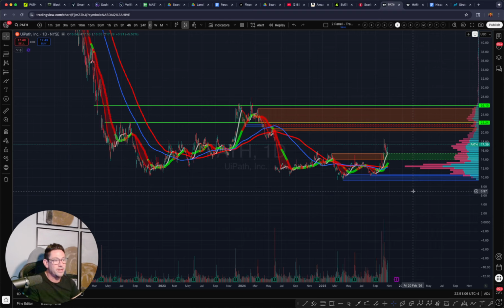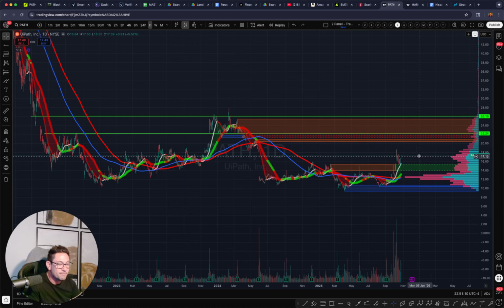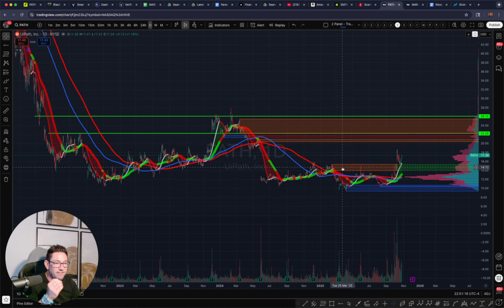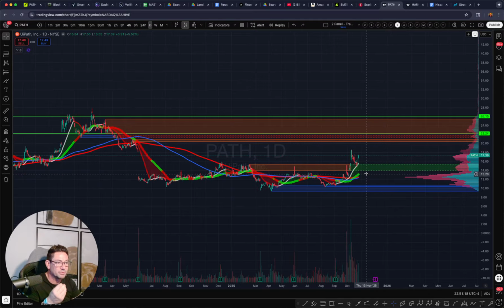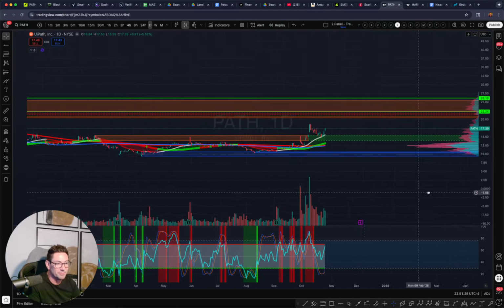I think we're in just the preliminary stages of this move, and sure, there's going to be opportunities to sell it, pick it back up. But again, this is a very, very strong stock. I absolutely love this breakout retest. And if we look at the RSI, look at that. It's a beautiful thing, right?